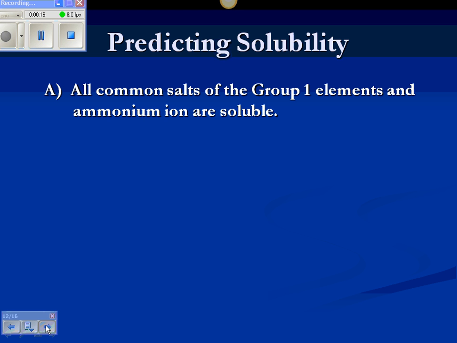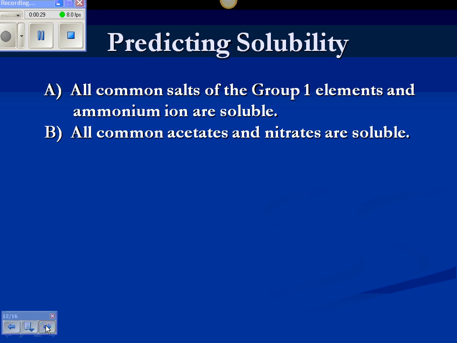All common salts of group 1, so if you look above your periodic table, you'll see group 1 elements, and column 17, or also ammonium ion with a column 17 element, that's going to be soluble. Another one is going to be acetates and nitrates. Every single one of those is soluble.